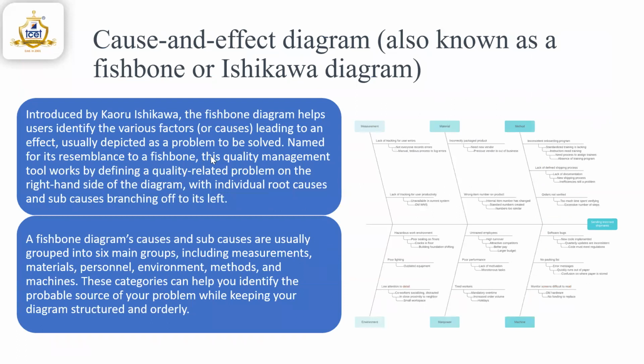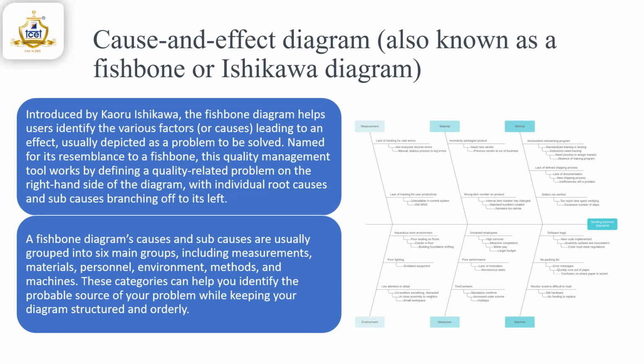Cause and effect diagram, also known as fishbone or Ishikawa diagram. Introduced by Kaoru Ishikawa, the fishbone diagram helps users identify the various factors or causes leading to an effect, usually depicted as a problem to be solved. Named for its resemblance to a fishbone, this quality management tool works by defining the quality-related problem on the right-hand side of the diagram, with individual root causes and sub-causes branching off to its left.